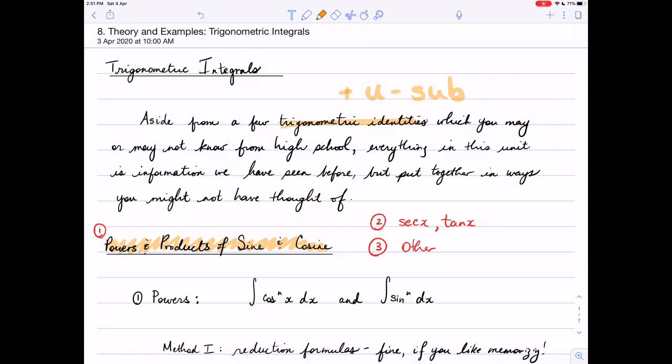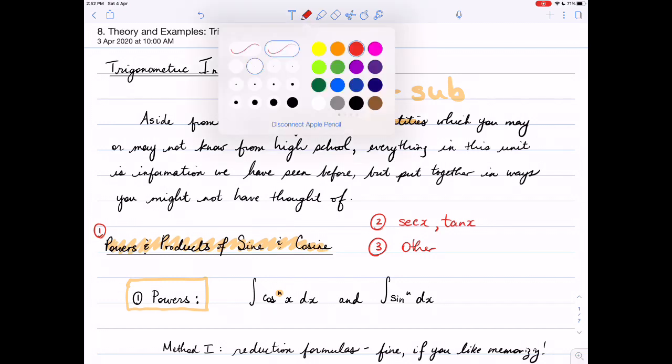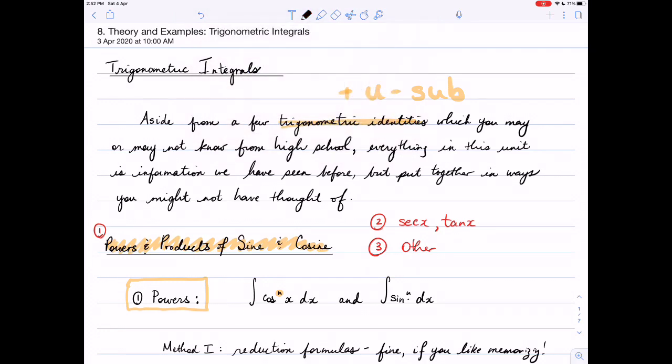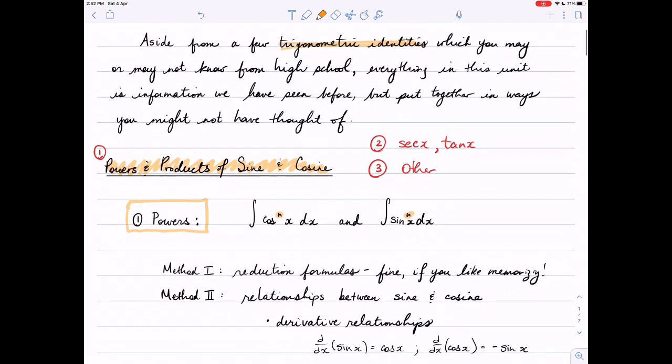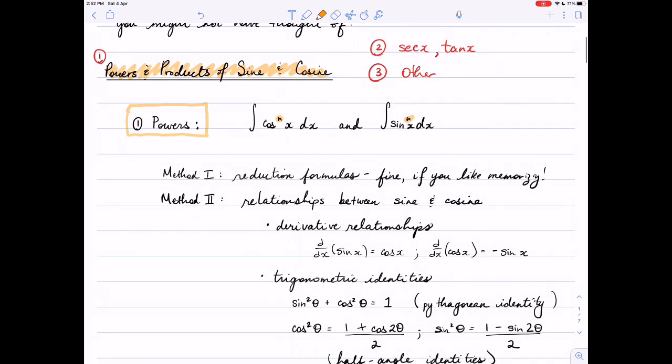And so let's start first by looking at simple powers. So cos of x to the nth power, and sine of x to the nth power as well. So method one would be what I had just mentioned, reduction formulas, right? So we had done some reduction formulas, and that is fine.